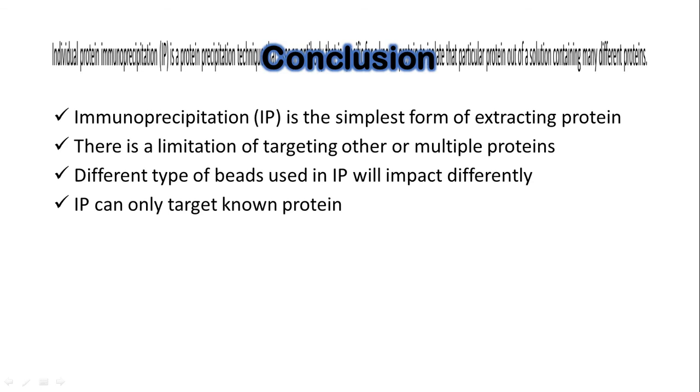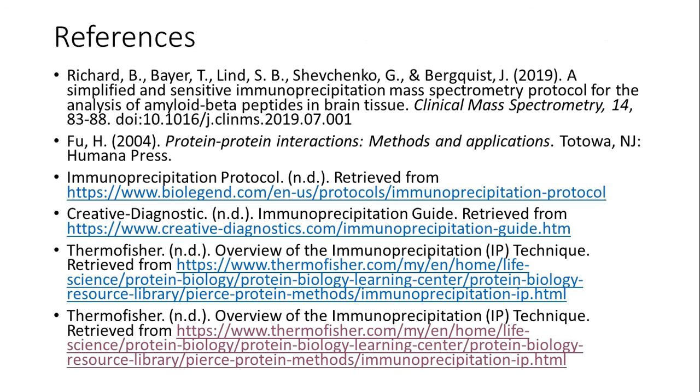Hence, to conclude, immunoprecipitation is indeed the simplest form of extracting protein when compared to the other types of immunoprecipitation techniques. However, this technique has a limitation of targeting other or multiple proteins, since the antibody can only detect that particular protein after it has been exposed to the specific protein antigen. Third, different types of beads used in IP will surely impact the result differently. And lastly, IP can only target non-proteins.